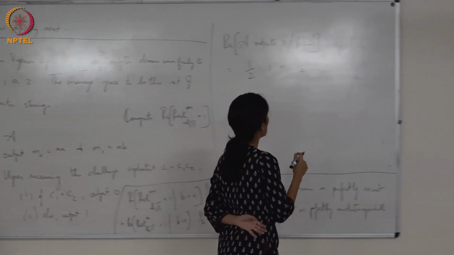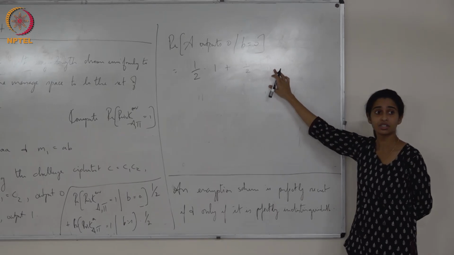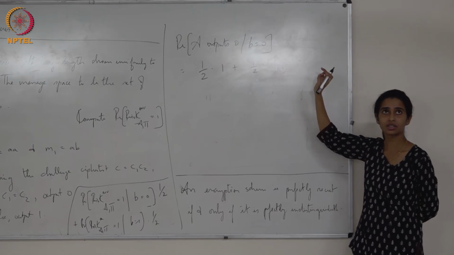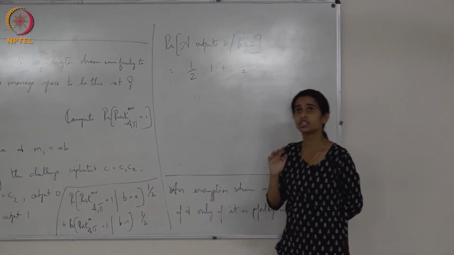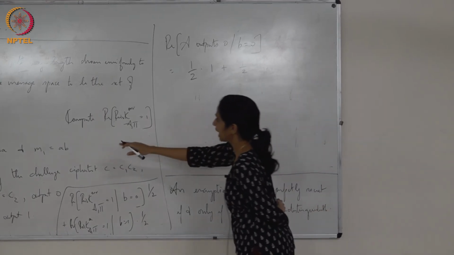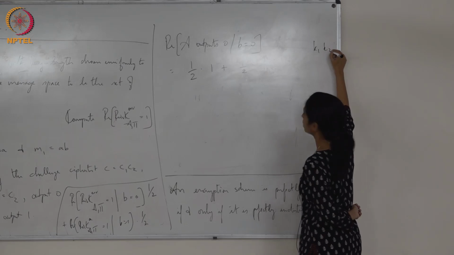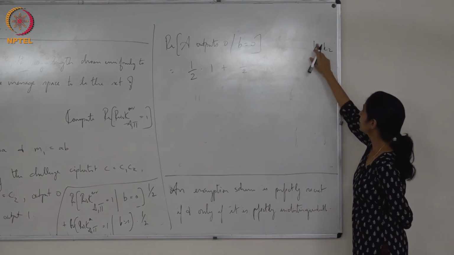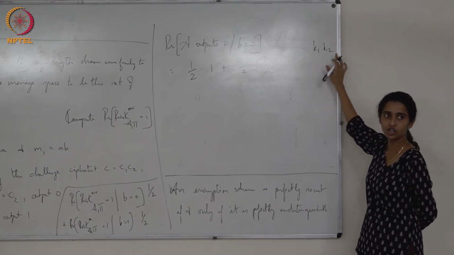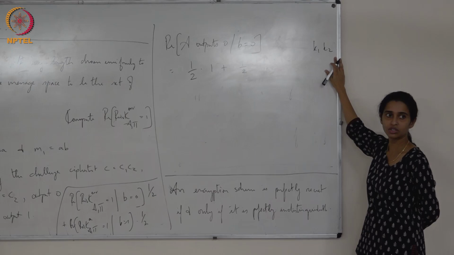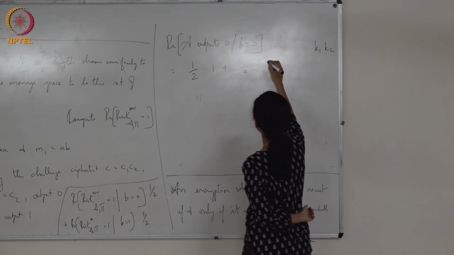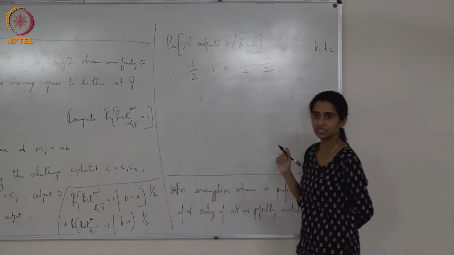Half into half? Is it half? No, it's not just two possibilities. So for instance, let's say the characters of the key are K1, K2. You have 26 possibilities for K1, but once you fix K1, your possibility for K2 is fixed. So what would that be? 1 by 26, right? So essentially this would be 1 over 26.